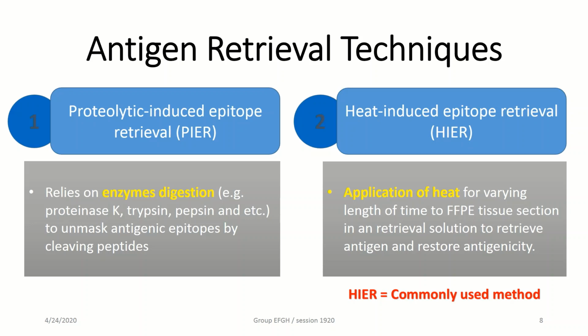For the second method, which is the HIER, the heat-induced epitope retrieval, it is a much more commonly used method where heat is applied for a varying length of time to the FFPE tissue section in a retrieval solution to retrieve the antigen and also restore antigenicity. Normally, the timing for 100 slides is less than 30 minutes.